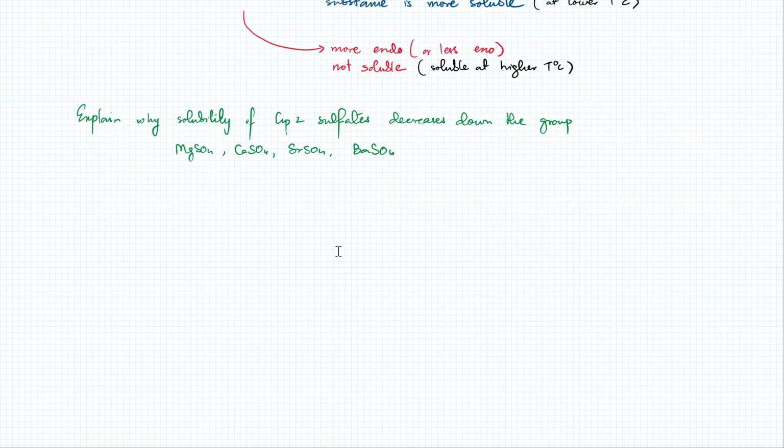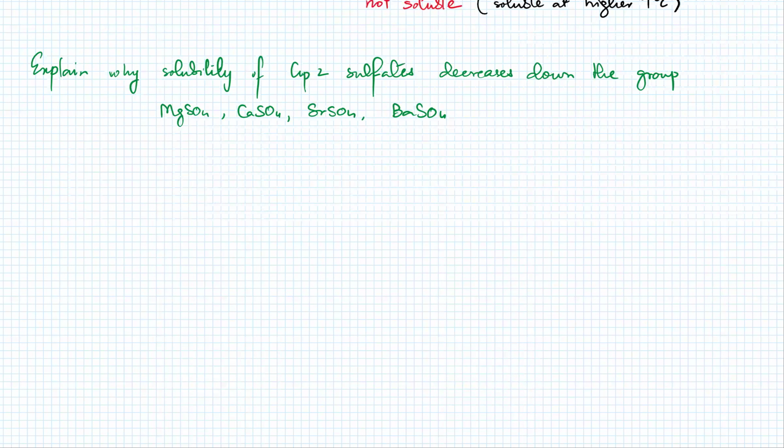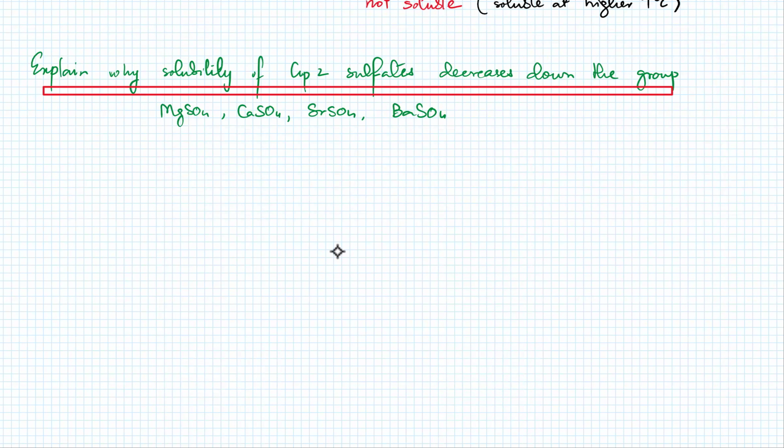So what we're going to do now is, okay, we're going to justify and explain using this Hess cycle why this solubility changes. Now, this is a 4-mark question. Normally, it's a 4-mark question. It could be a 3 or 2-mark question as well, but normally it's a 4-mark question. And they're going to ask you to explain why the solubility of group 2 sulfates decreases down the group. So what's the answer to that? MgSO4 is very soluble. Calcium sulfate, if you already know this, is partially soluble.